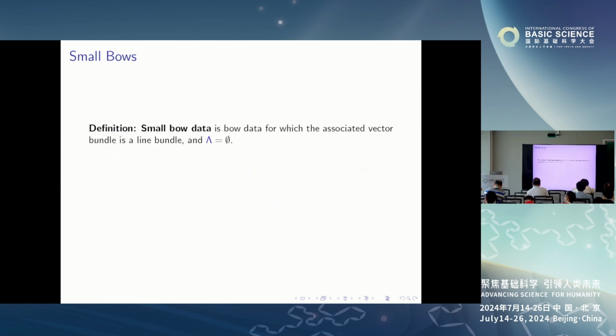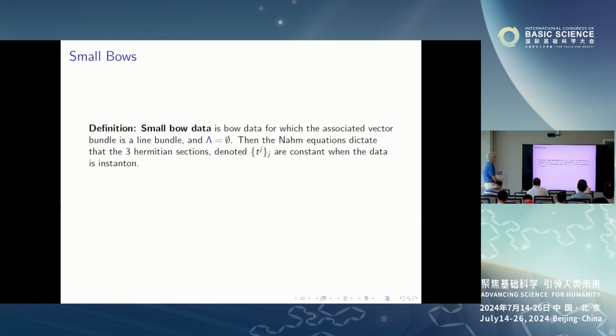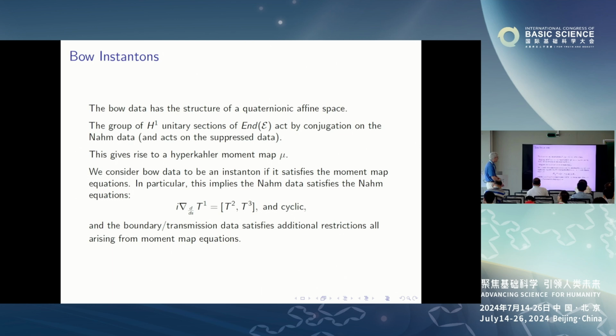All right, so what is small Bow data? So small Bow data is a situation where all your vector bundles have rank 1, so they're just line bundles, and you have no lambda points. So you just have the geometry, no really interesting bundle structure. Then the Nahm equations dictate that the three Hermitian sections, T_j, are constant when the data is instanton. That's clear from this picture because in the U1 case, of course, 1 by 1 matrices all commute, so we get nabla d/ds is 0.